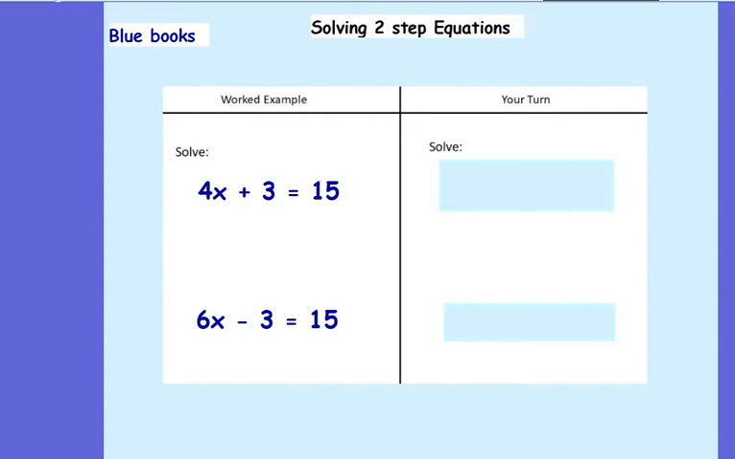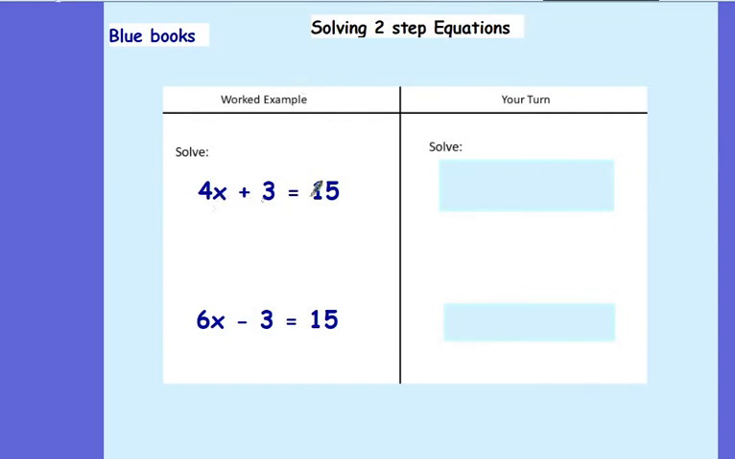Okay, so far we've been looking at one-step equations, and now I want to move on to two-step equations. So in your dark blue books, can you write me the title, Solving Two-Step Equations? And then I'm going to do 2 examples, and then you're going to do 2 similar examples. So when you've got the title written down, pens down, eyes on me.